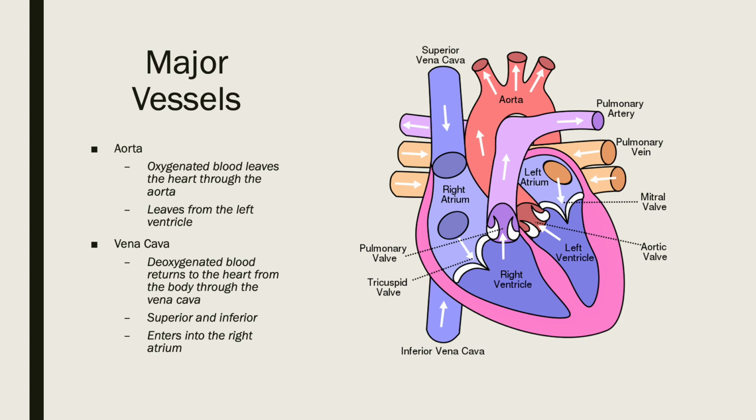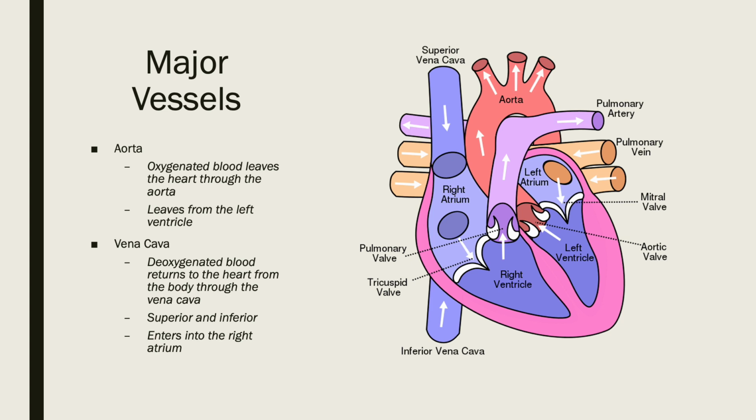The left side of the heart is part of systemic circulation, meaning it pumps oxygenated blood to the body. The major vessel that comes off the left ventricle is the aorta. It's the biggest artery in the body. Okay, so the blood is going to go through the aortic valve into the aorta, and that aorta is going to branch off into many different branches to go all over the body. Okay, oxygenated blood. Remember, left side is always oxygenated.